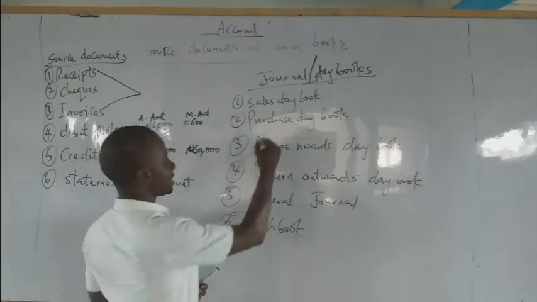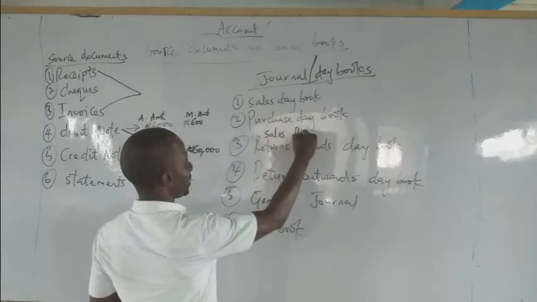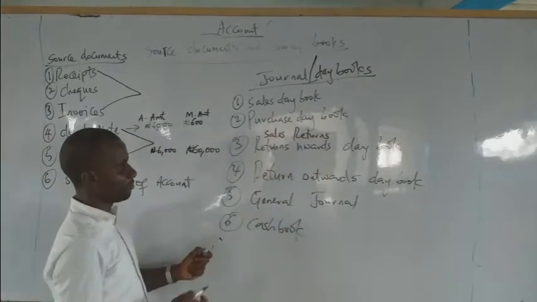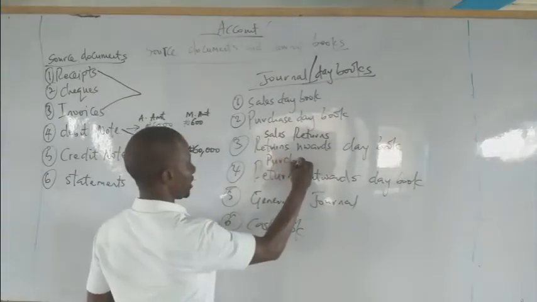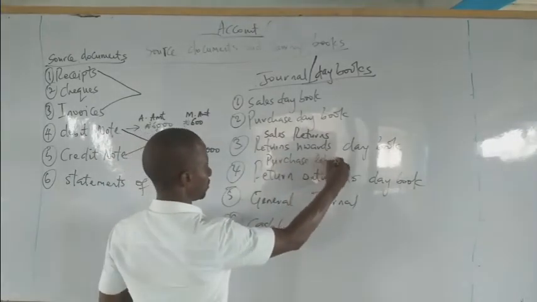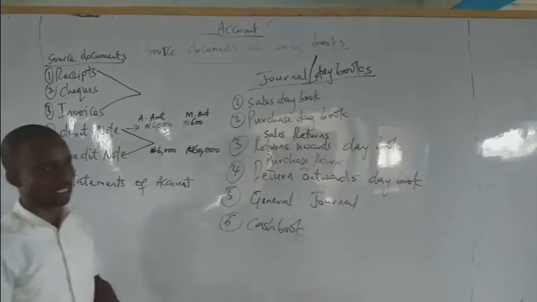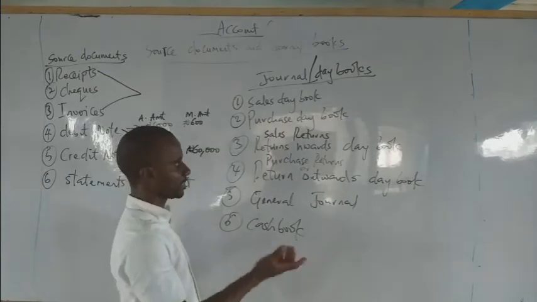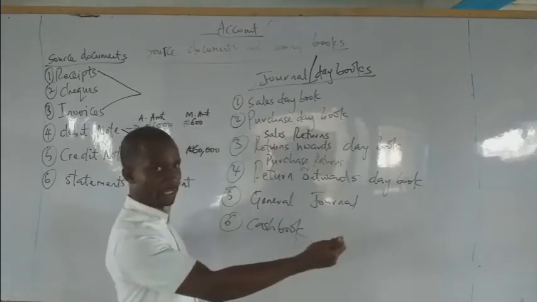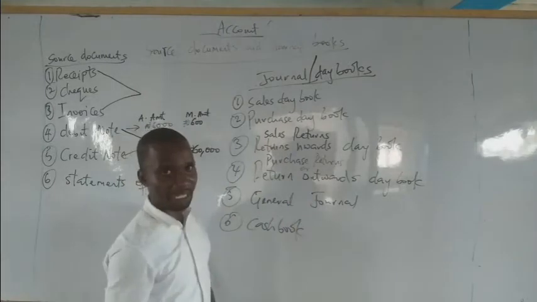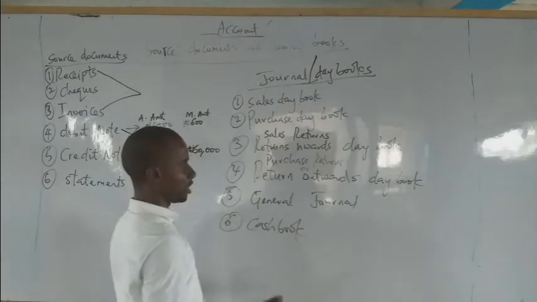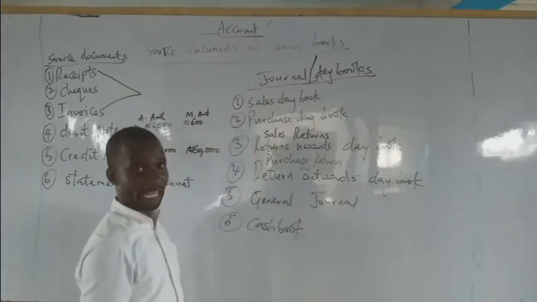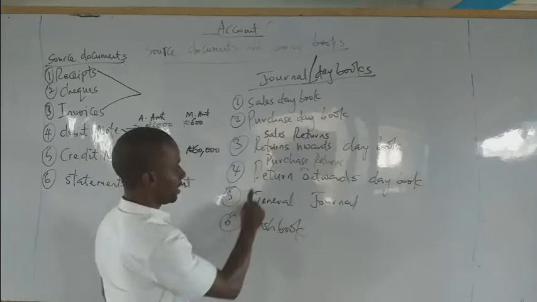Return inwards has another name: sales returns day book or journal. While return outwards is purchase returns, or the return outward journal. Why did I call it purchase returns? Because when you purchase something from a supplier, sometimes some things may be damaged, or may not meet your specification. You will now return them, and you will record them in the return day book. That means when you return it to the supplier, it will be recorded.